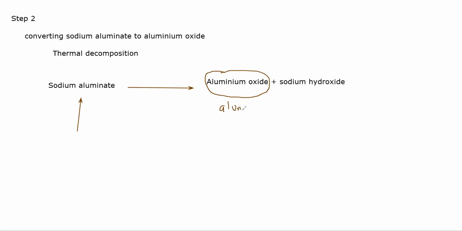Then there is a method to separate this aluminum oxide and sodium hydroxide, but we're not going into detail on that. So aluminum oxide is formed, and this aluminum oxide is known as alumina.